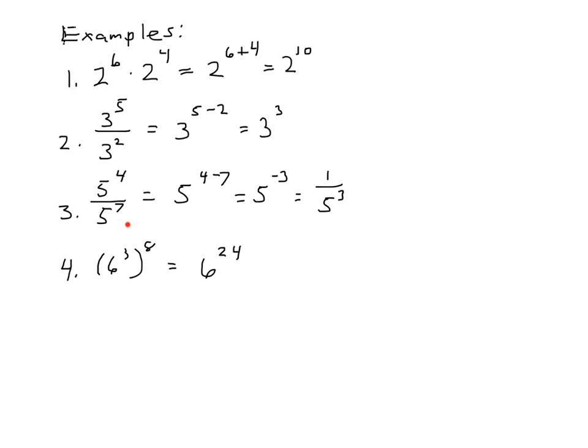5 to the 4th over 5 to the 7th. Again, I subtract the exponents. So that's going to give me 5 to the 4 minus 7, which is 5 to the negative 3, which by the second property we had was 1 over 5 to the 3rd. And the last one, 6 to the 3rd raised to the 8th power. Power to a power, we multiply the exponents. So that's going to be 6 to the 24th power.